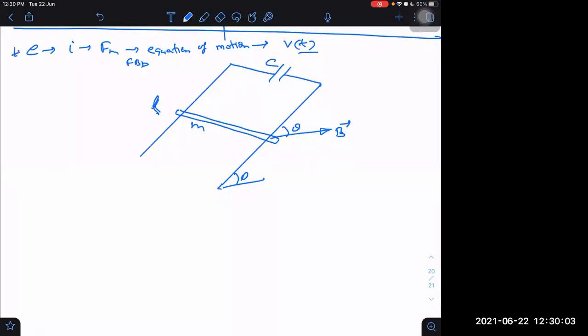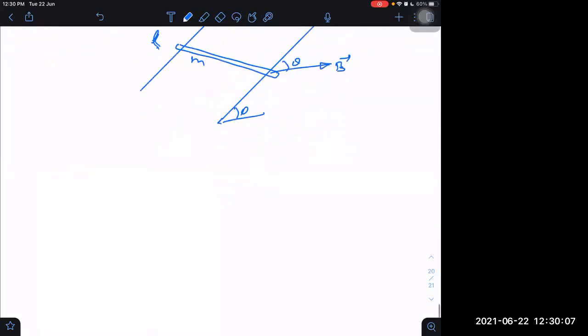Try to get this one also. EMF will be in the direction of i cap. I'm leaving it for you to try yourself because time is less now. And similarly, we have to try this inductor also. These both cases I'll take myself only.